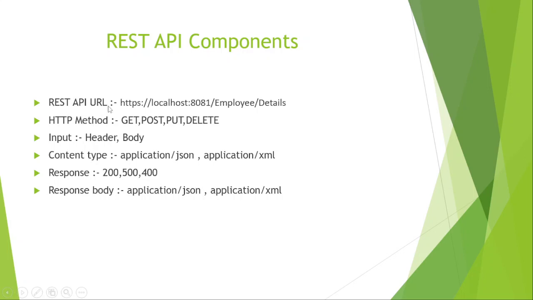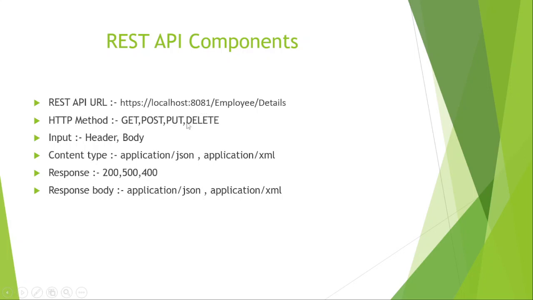the REST API URL looks like https://, then the host name, which currently I am working on localhost, then a colon and the port number, slash employee, and slash detail. This can be a base URI or a resource. It depends on you how you want to write it in the RAML language. The methods we can perform are: GET to get detail, POST to post, PUT to update, and DELETE to delete.